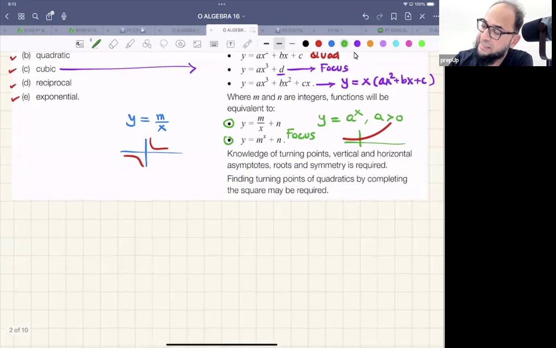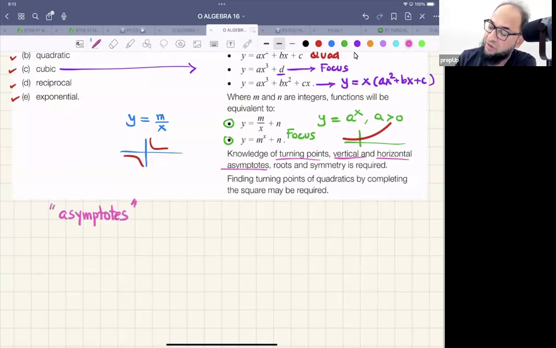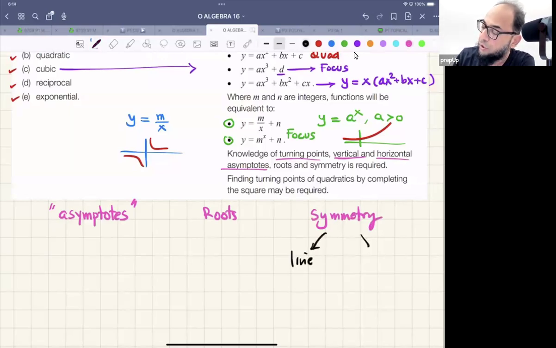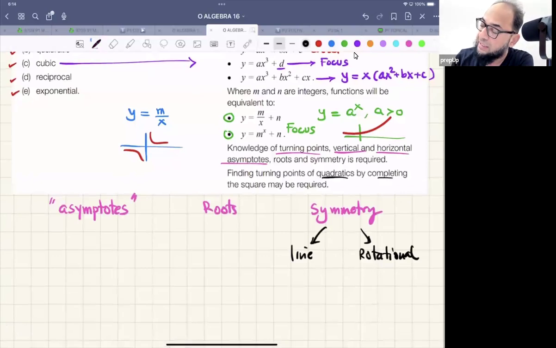And then what exactly will we be focusing on? Knowledge of turning points, vertical and horizontal asymptotes, A-S-Y-M-P-T-O-T-E-S. This is what we'll be focusing on. Roots, and then symmetry, wherever that's possible, whether this is line symmetry or rotational symmetry. So we'll be focusing on these things. Find turning points of quadratics by the completing the square method. This is not yet done.